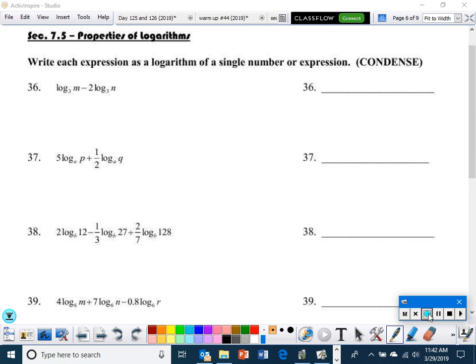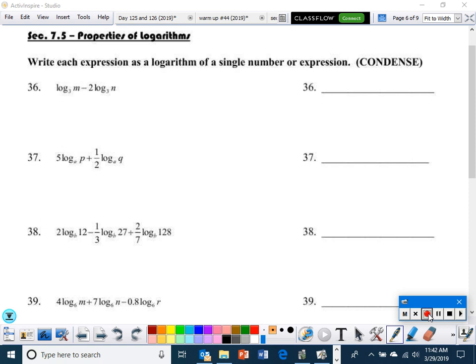First thing we're going to look at is to write each expression as a logarithm or a single number or expression. So what we're going to do is condense our expressions. And we need to remember our properties of logarithms when we do this.